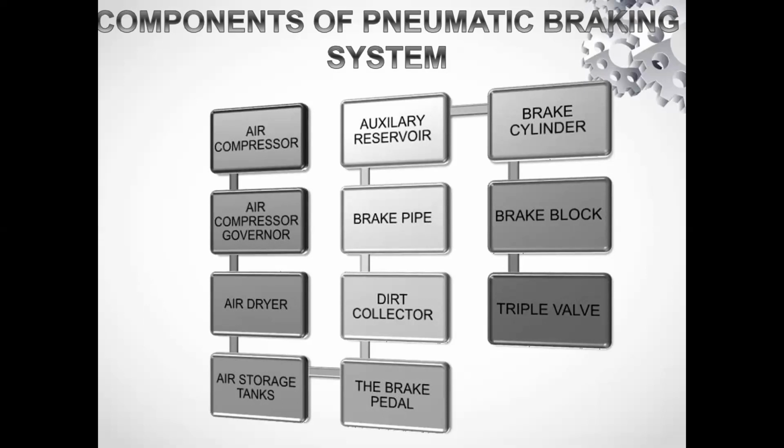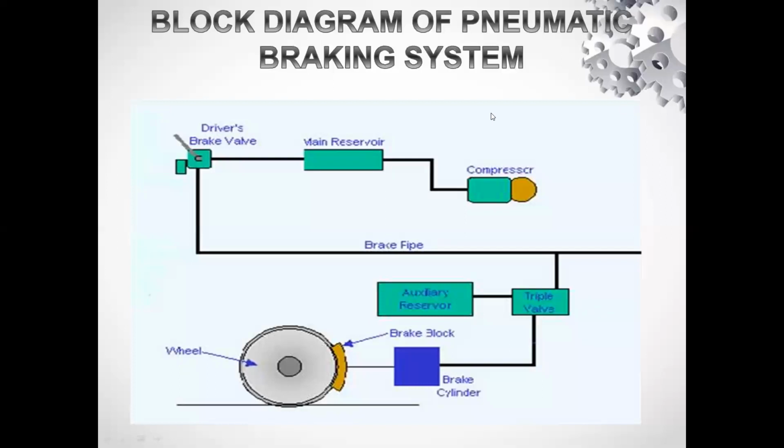The air compressor is connected to the air compressor governor, and it is connected to the air dryer. The air dryer is connected to the air storage tanks. The air storage tanks are connected to the brake pedal, direct collector, brake pipe, auxiliary reservoir, brake cylinder, brake block, and triple valve. These are the different components, and you can see the arrangement of the pneumatic braking system.